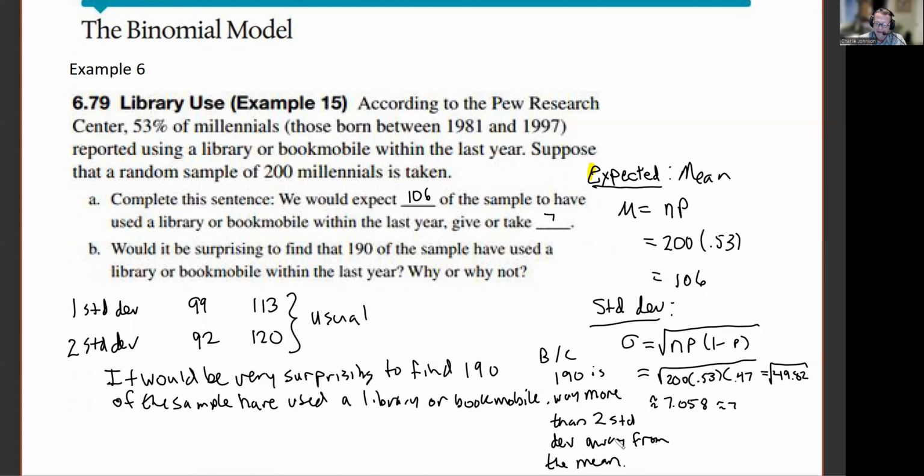So the expected value or mean tells us what we can expect. The standard deviation tells us how far we can vary from that to be usual. If we get much more than 2 standard deviations away from the mean, it's quite unusual and we are surprised.